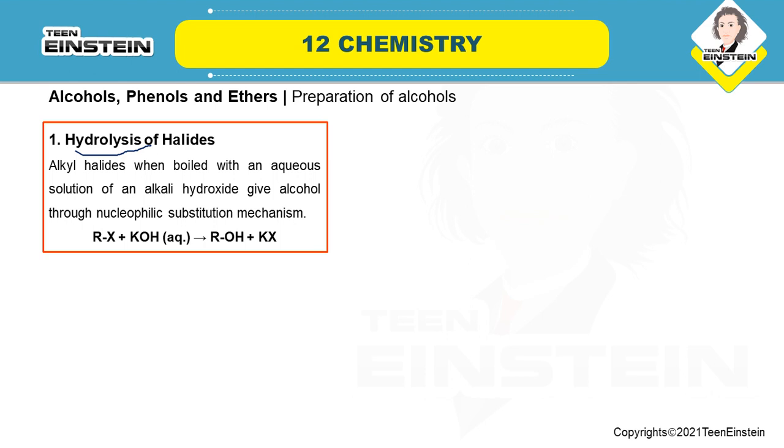have already seen this. This is an example of substitution, that is, halogen is substituted by OH group. When we are talking about hydrolysis, obviously we will use some aqueous solution. Here alkyl halides are boiled with aqueous solution of alkali hydroxide. It may be KOH, it may be NaOH, but aqueous solution, because it is hydrolysis. So it is giving us ROH starting from RX. So X is replaced by OH.